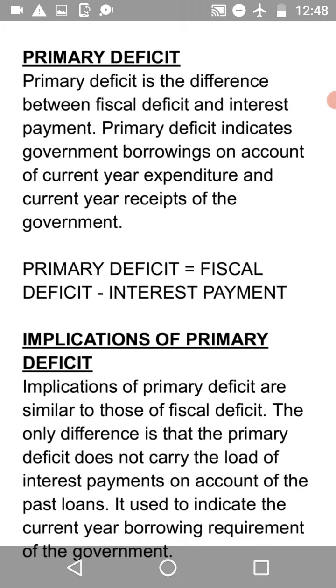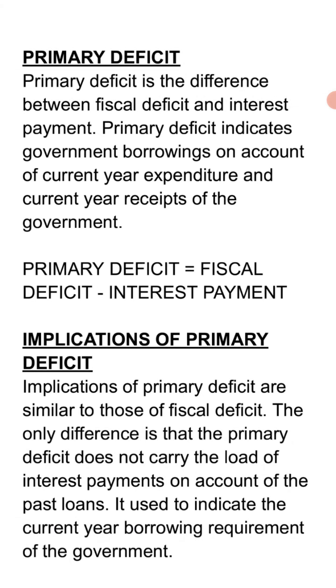The very first is the meaning of primary deficit. So dear students, what is the primary deficit? It is the difference between the fiscal deficit and interest payment. Now see, primary deficit indicates government borrowings on account of current year expenditure and current year receipts of the government. What does the primary deficit tell? Primary deficit tells the borrowing requirement of the government for the current year.